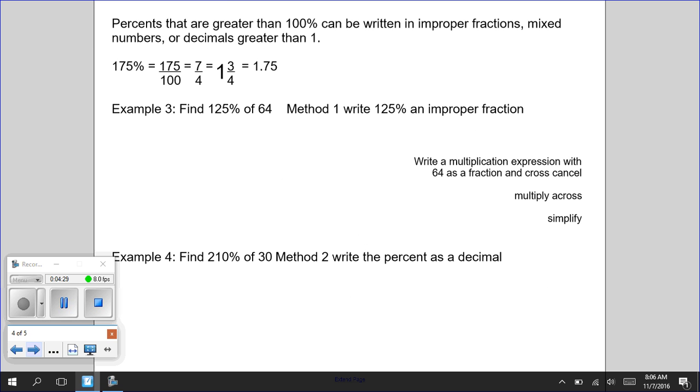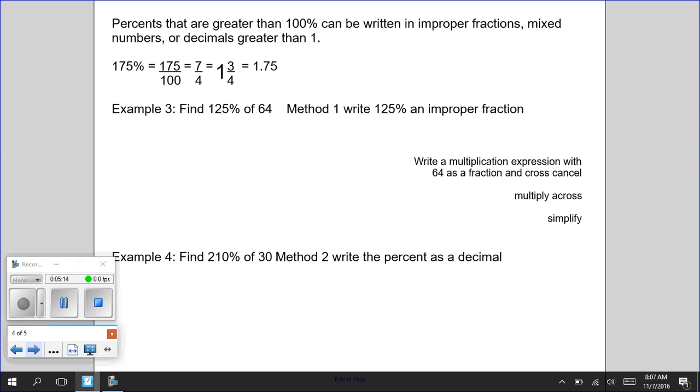All right, now we're going to talk about percents that are greater than 100. They can be written as improper fractions, mixed numbers, or decimals that are greater than 1. So the example I have for you is 175%. As an improper fraction, you'd put 175 over 100, and then you would simplify. You're going to divide by 25. You would get 7 over 4. Turning that into a mixed number, you would get 1 3/4 because 4 can go into 7 one time. You have 3 left over. And then as a decimal, it would be 1 and 75 hundredths.